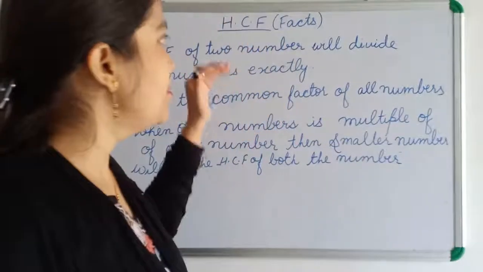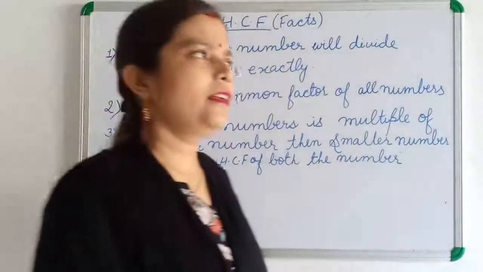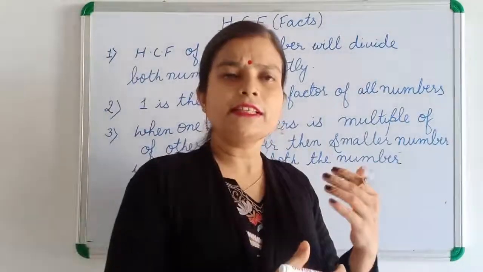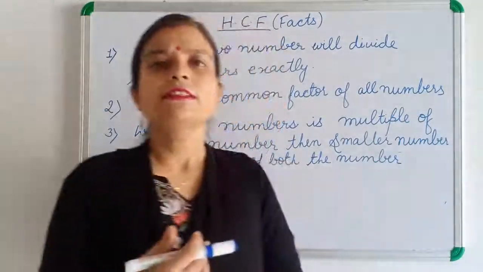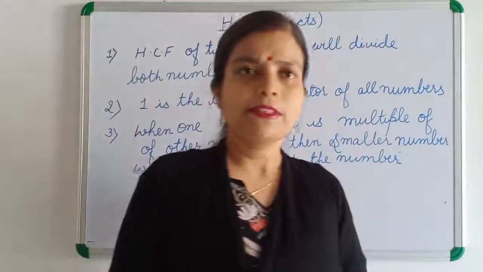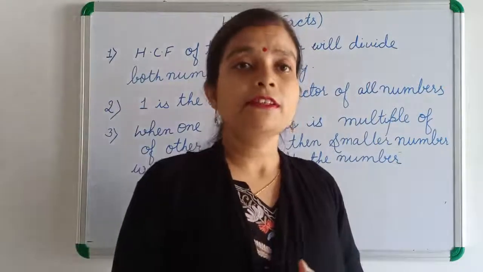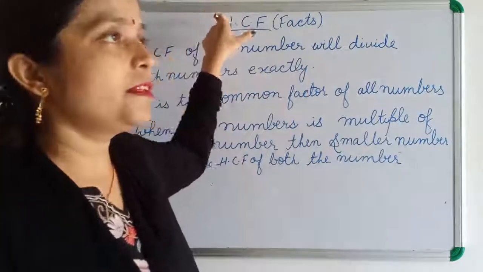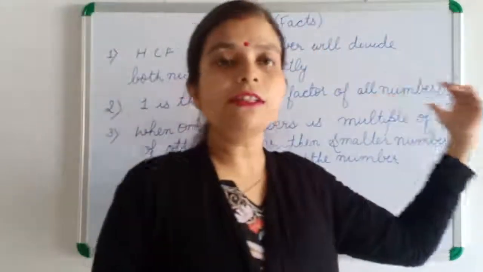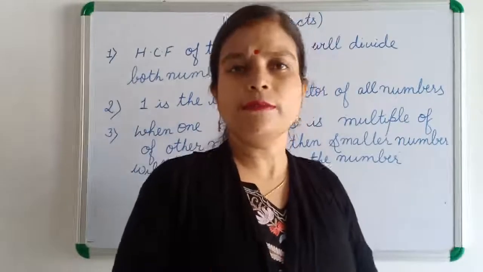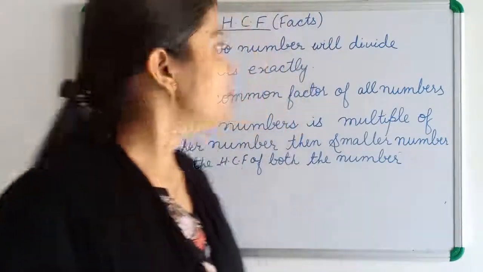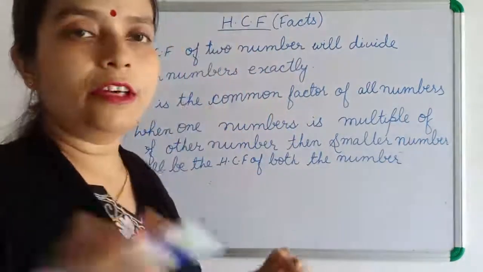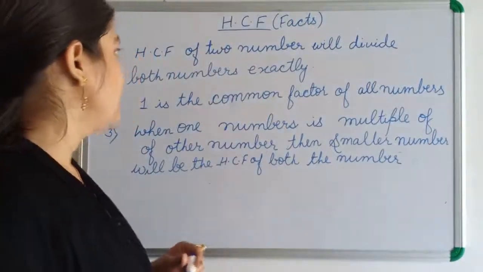If we are talking about HCF of 3 numbers, we can say it is the greatest number, okay. HCF is the greatest number, greatest common factor, we can say. So HCF is the greatest number which divides all the 3 numbers leaving 0 as a remainder. So that is HCF. Now let's discuss some facts of HCF.